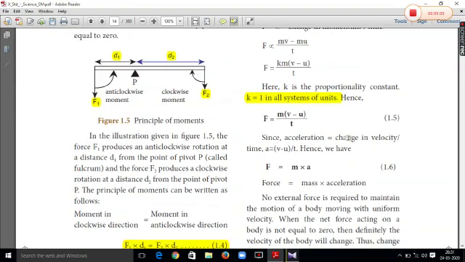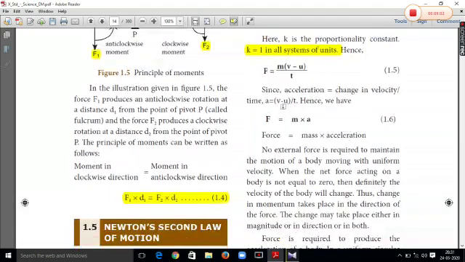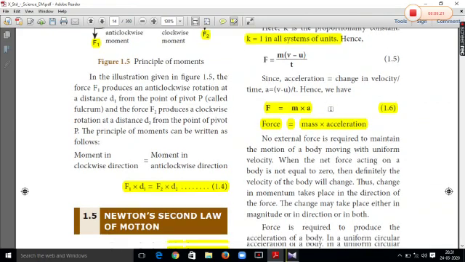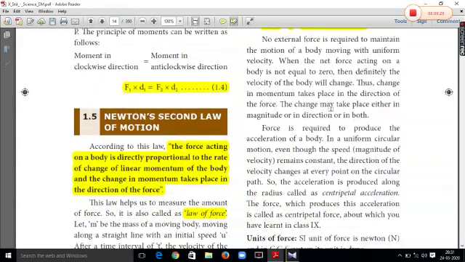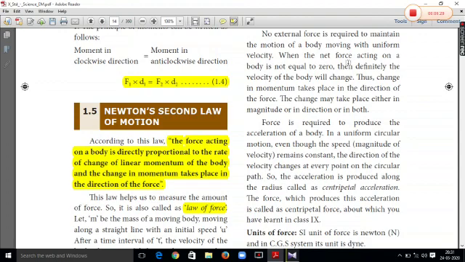You already know that acceleration is equal to change in velocity by time, that is, a is equal to (v minus u) by t. So, instead of (v minus u) by t, you can substitute a. Hence, the equation F is equal to m(v minus u) by t becomes F is equal to ma. If a body is moving with uniform velocity, then no external force is needed. If the net force is not equal to 0, then definitely the velocity of the body will change. So, the change in momentum takes place in the direction of force.